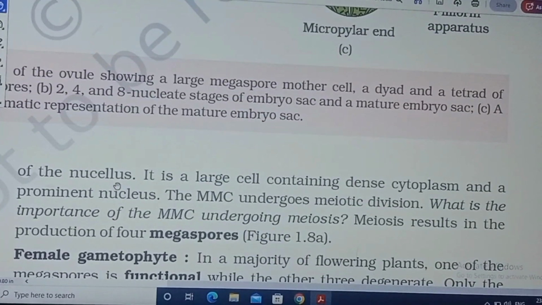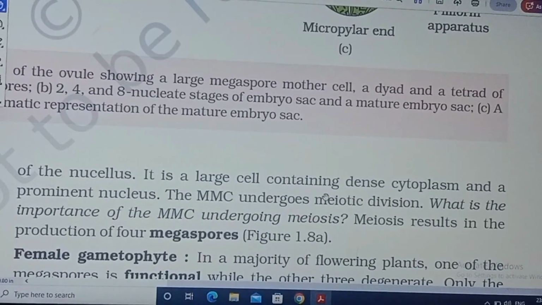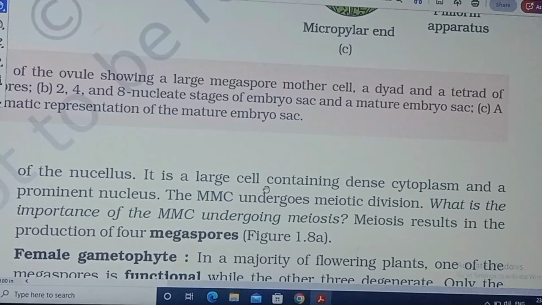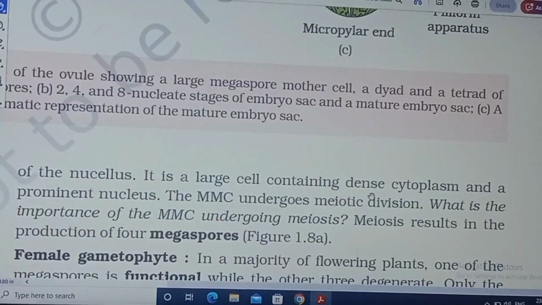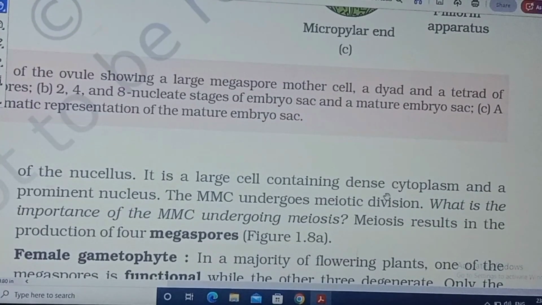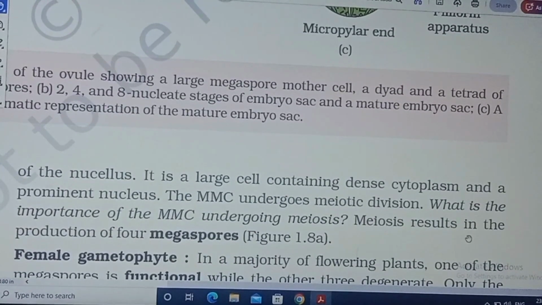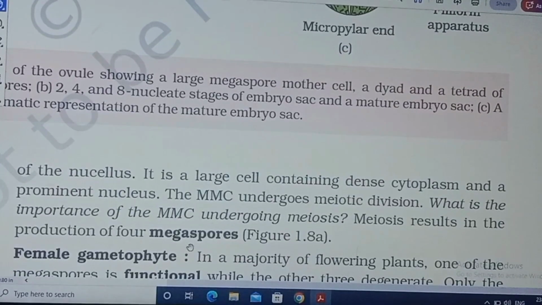Micropylar end of the nucellus. The megaspore mother cell is a large cell containing dense cytoplasm and a prominent nucleus. The megaspore mother cell undergoes meiotic division, meaning reductional division. What is the importance of the megaspore mother cell undergoing meiosis? Meiosis results in the production of the megaspores.